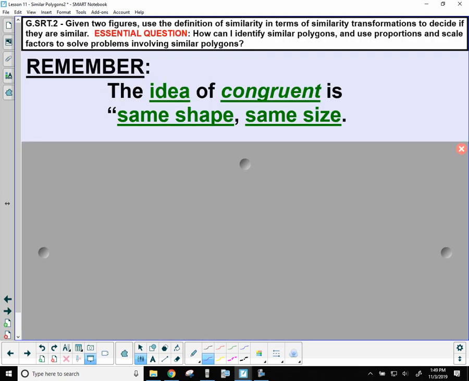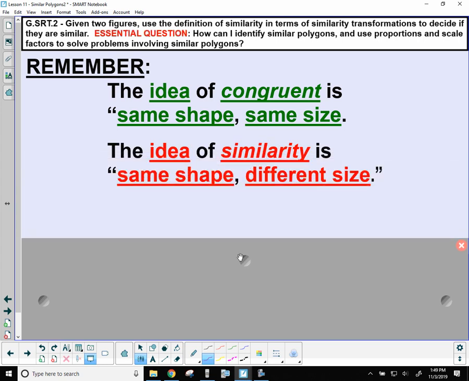Remember, the big idea for congruent is same shape, same size. Couldn't stress that enough in class. And now we're adding similarity. The idea of similarity: same shape, different size. One word changes, right here: same and different. Congruent means they'd be the exact same. Similarity, they look the same, but just different sizes. So if you need to, go ahead and pause the video and write that down.